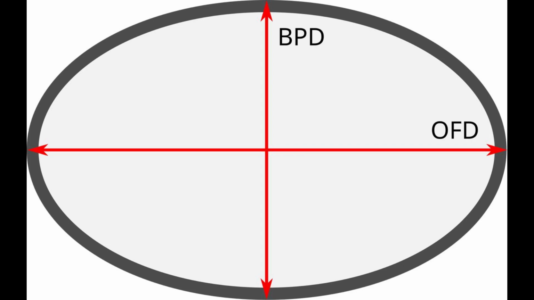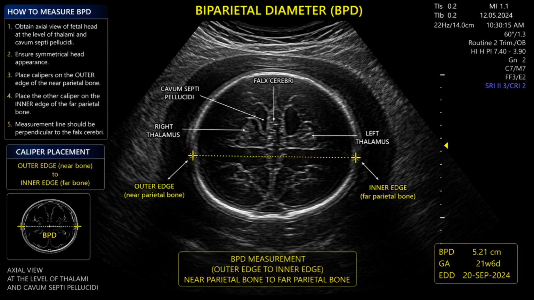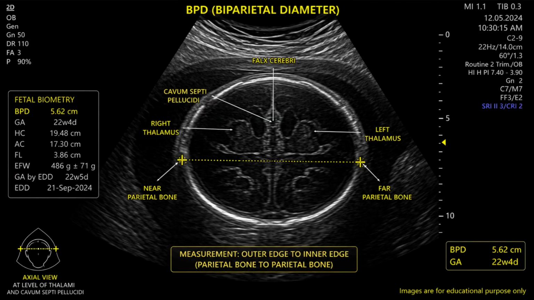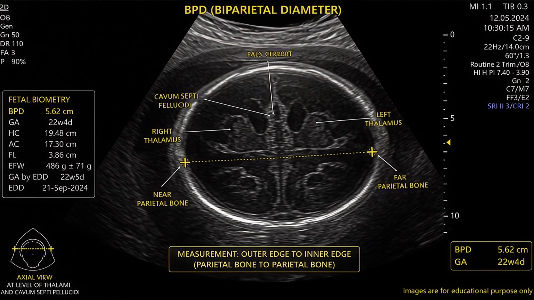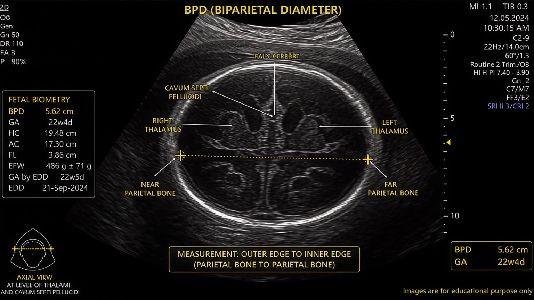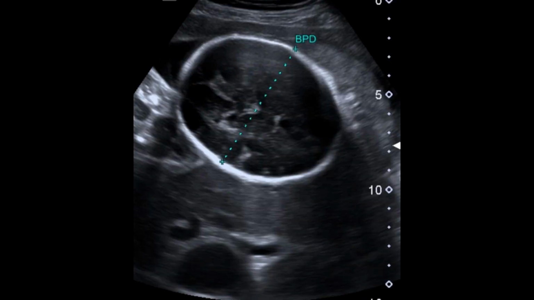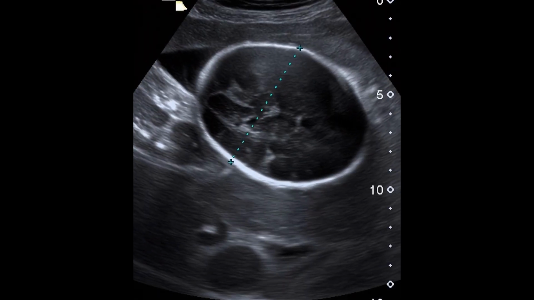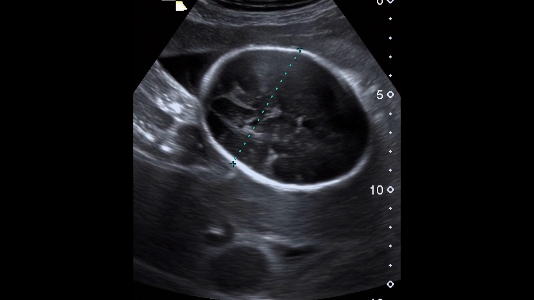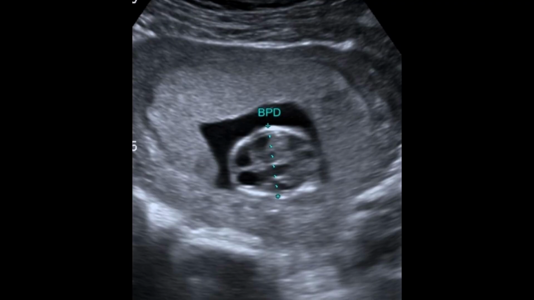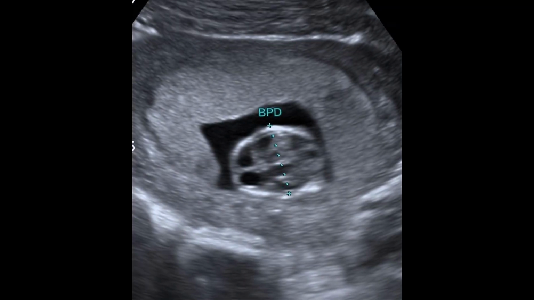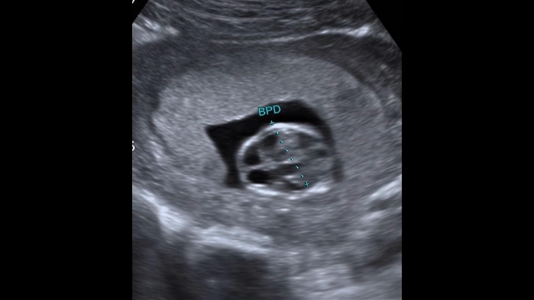Common mistakes. Avoid measuring at the wrong level, including skin thickness, oblique scanning planes, incorrect caliper placement, and measuring asymmetrical head sections. These errors can significantly alter gestational age calculations. BPD and head circumference. Although BPD is useful, head circumference is generally considered more reliable because it is less affected by abnormal skull shapes. Modern fetal assessment usually combines both measurements.